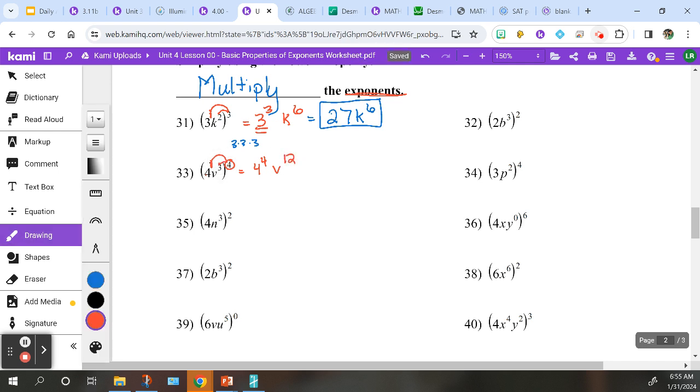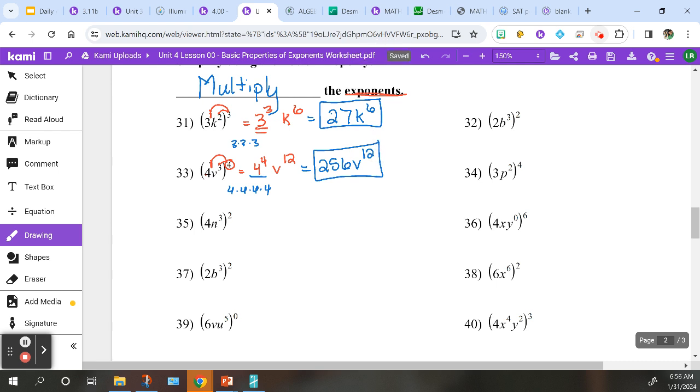And then I need to figure out what is 4 to the 4th power. 4 times 4 times 4 times 4. So 16, 64, 256, v to the 12th. That would be my answer.